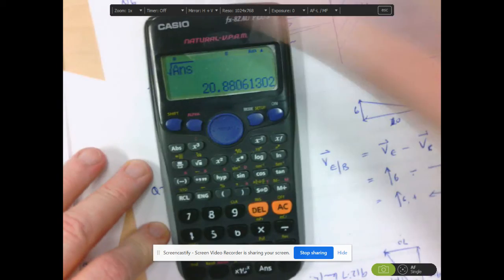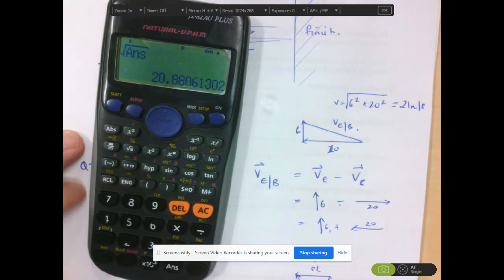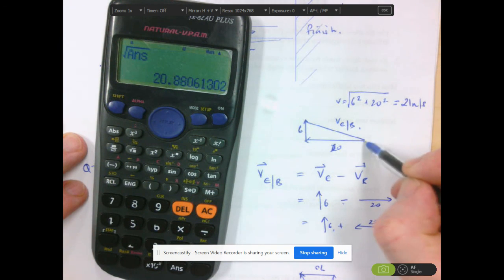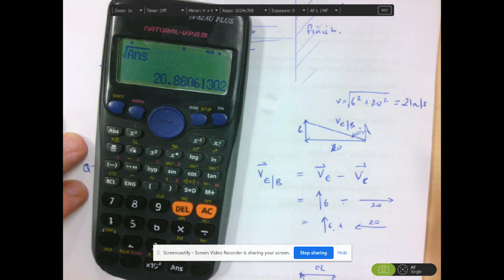Oops, I've run out of space on this video here. Okay. And if you want to calculate the angle, you can calculate the angle there just using tan.